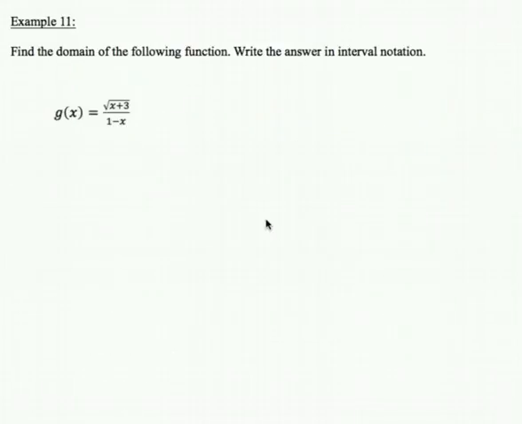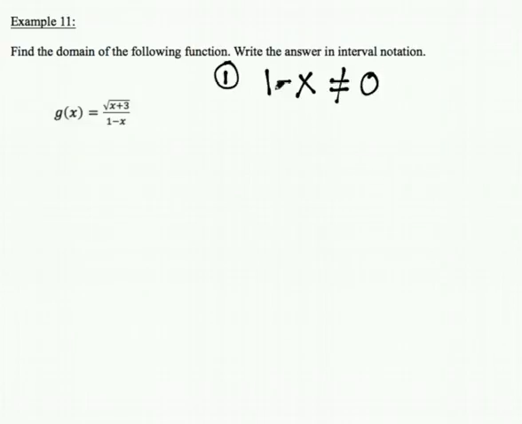Example 11. Find the domain of the following function, write the answer in interval notation. So again, I have to look at my two rules. First rule is the denominator. So I have to take whatever's in the denominator, which this time is 1 minus x, and I know that cannot equal 0. So let's work with that part first.